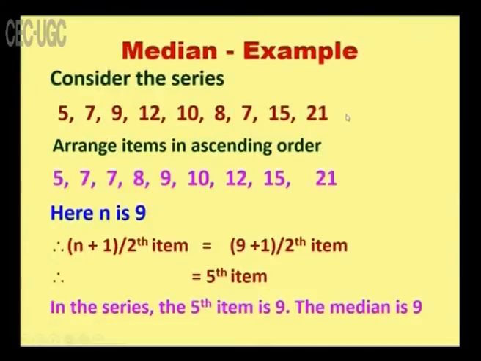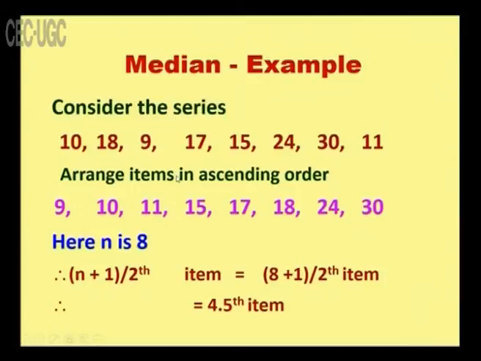In this data set, there are 9 items, and we have to arrange them in ascending order. Here the (n plus 1) by 2 th item, that means 9 plus 1, that is 10, 10 by 2, that is 5. So the 5th item is the median, and the 5th item is 9, and therefore, as far as this data set is concerned, 9 is the median.